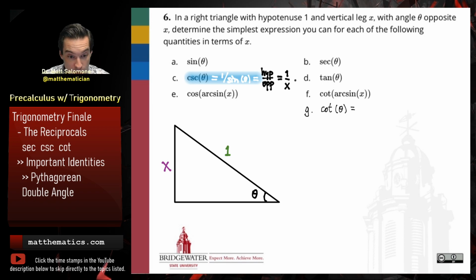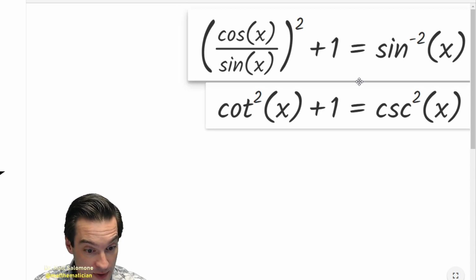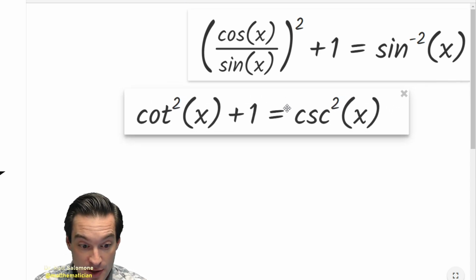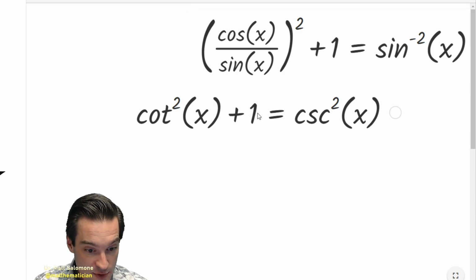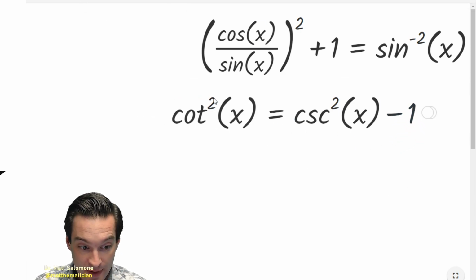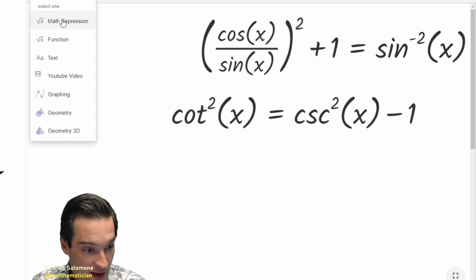well, we can use this identity. We might just have to rearrange it a little bit. Right? I want to get this identity's cotangent to be by itself. And so to do that, let's subtract 1 from both sides. And then let's take the square root of both sides. I'll just put it in the line underneath it.